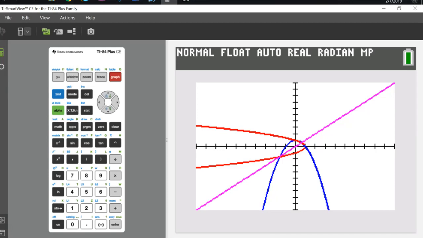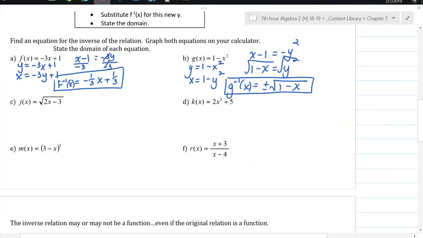So I want you to notice two things. First notice that the original g of x is a function. We do our vertical line test. The original g of x is a function. But if I look at g inverse, it is a sideways parabola, and a sideways parabola is not a function. So the first one we did with the two lines, the original f of x is a function, f inverse is a function. But when I went to letter B, my original g of x is a function, but my g inverse is not a function. Okay, let's go to letter C.